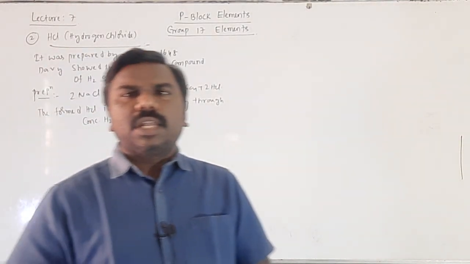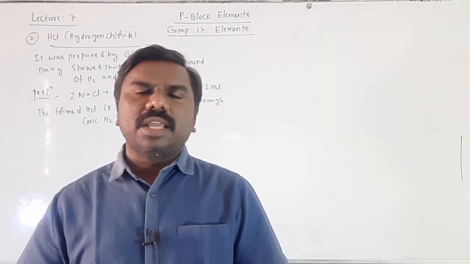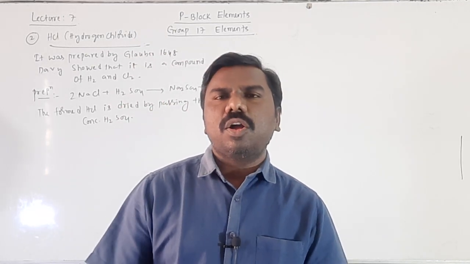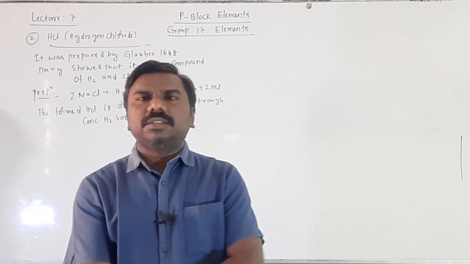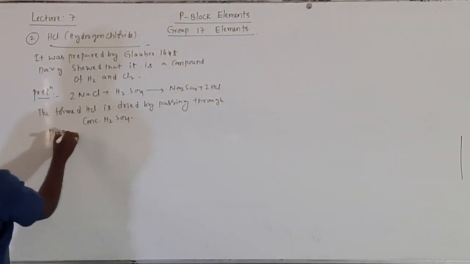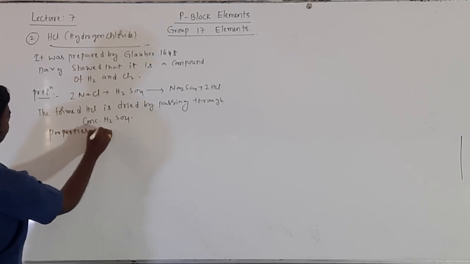It is a colorless, pungent-odored gas, easily soluble in water and acting as a strong acid in water. So we'll write all the physical properties. Properties of HCl.